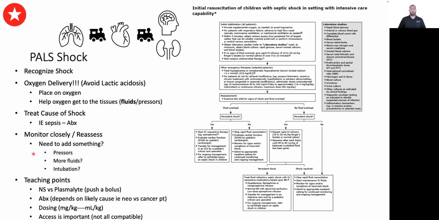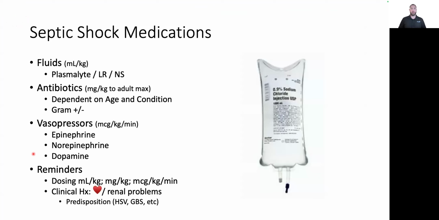Now, some things we also want to look at are what type of fluids, what type of antibiotics, and what kind of pressors we're going to put this patient on. Access, as we talked about earlier, is something really important to cover. Try to review your pediatric algorithms and follow those as you go along. Now, for shock fluids, you may consider giving something like Plasma-Lyte, lactated Ringer's, or normal saline. Plasma-Lyte or LR is probably your preference.